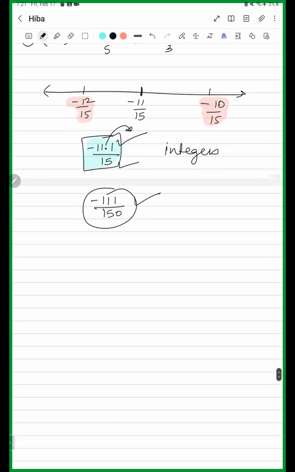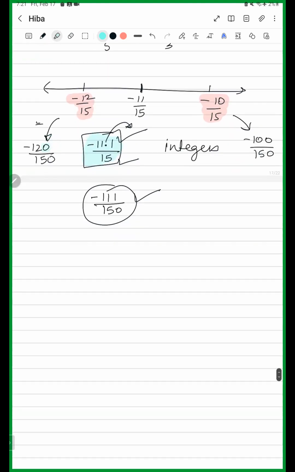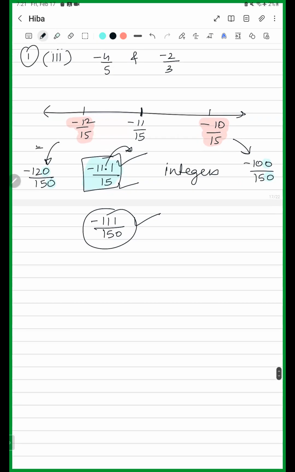But just one more that I can share with you is that here you take this, okay? You can write this as -120 by 150, right? It's the same thing, isn't it? And this is the same thing as -100 by 150. All we have done is multiplied numerator and denominator by 10. So now you have to find rational numbers between -120 by 150 and -100 by 150. Now you can find them, can't you?